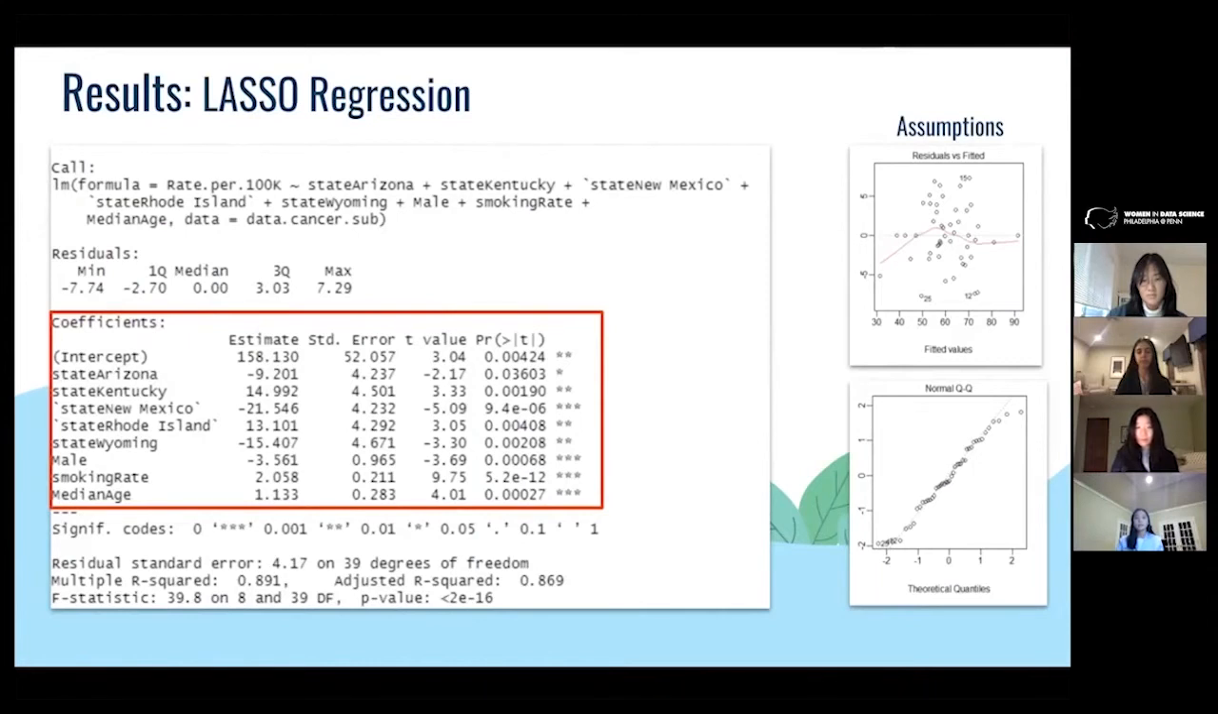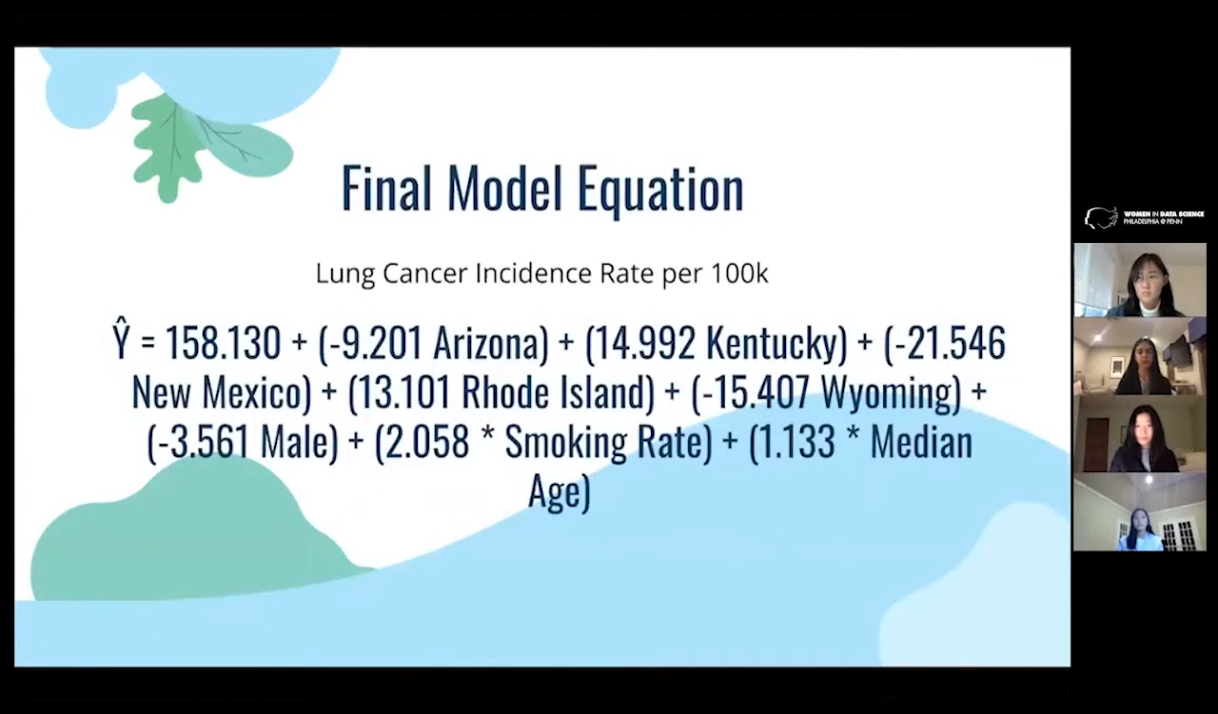To the right of the slide are images of assumptions we checked. Through looking at the QQ and residual plot, we see that the linearity and homoscedasticity all appear to be good, as there's randomness and normality. On this slide is our final model equation, which consists of the 8 significant variables to predict lung cancer rates per 100,000 people.